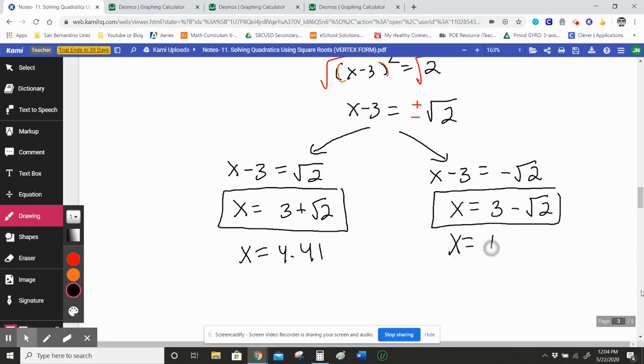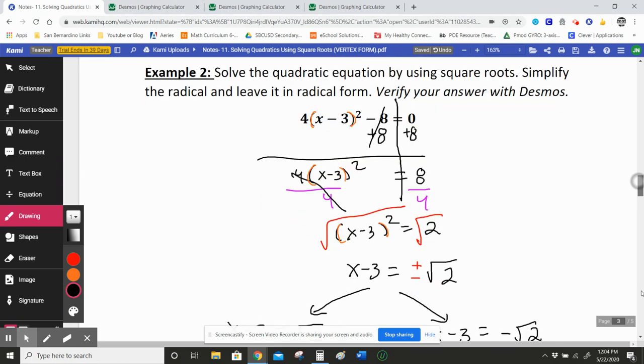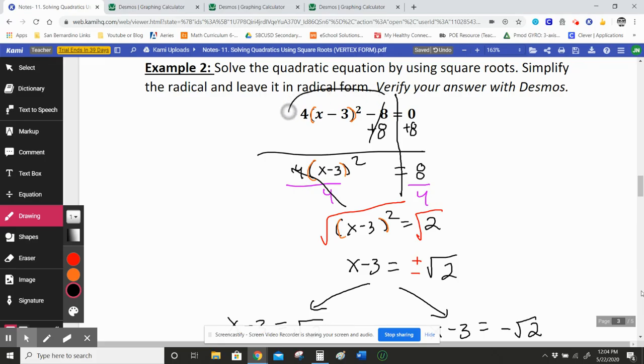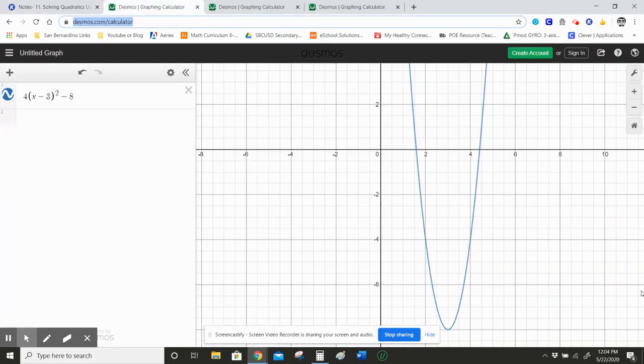So x equals 1.59. So these are my two answers. They're the same thing as what I boxed, but this is actually what Desmos is going to tell me. When I graph this with the graphing calculator, I'm going to be graphing it as is because it's already set equal to 0, so that's kind of great. When I graph it, I get these two answers.